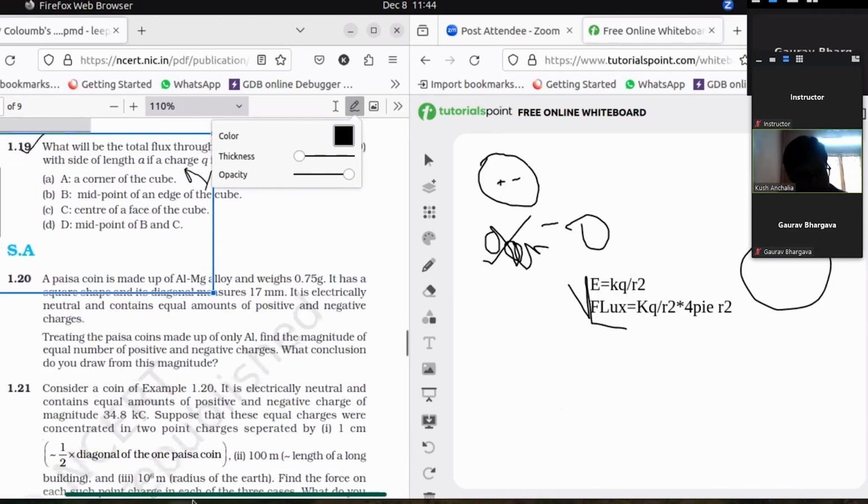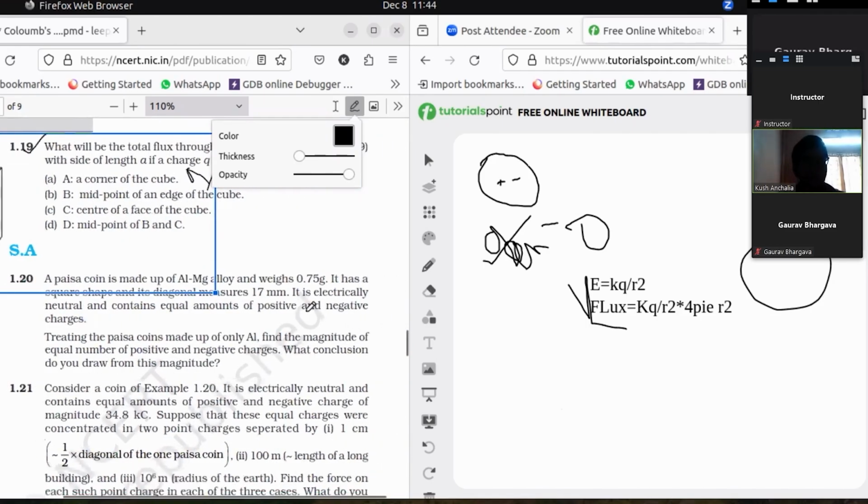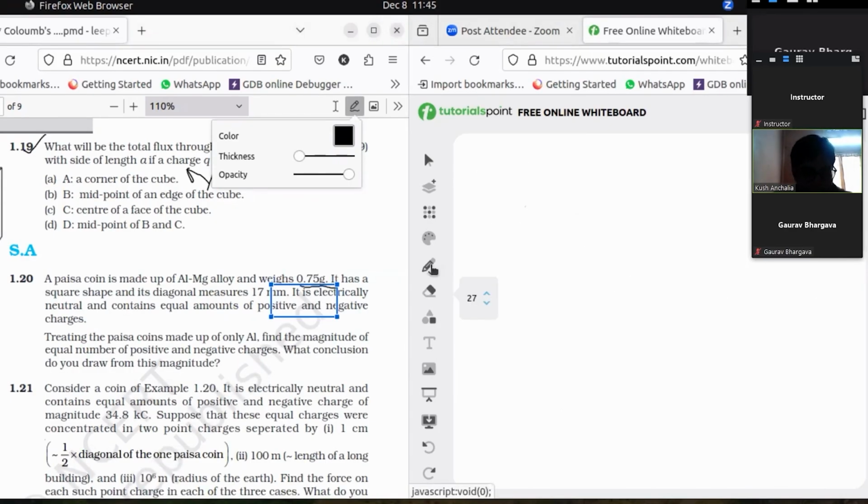Next is short answer. A paisa coin is made of aluminium-magnesium alloy and weighs 0.75 gram. It is a square shape and its diagonal measures this. Too much information, let me write it. It has a square shape. Diagonal measures 17 mm.